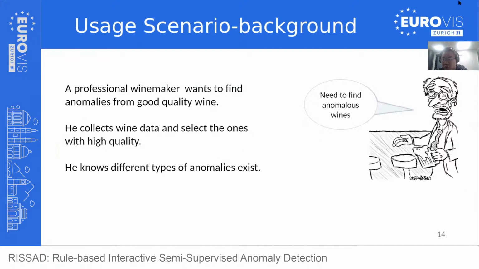Next, we will demonstrate with a usage scenario. Imagine a professional winemaker wants to find wines with anomalous characteristics. He knows there are different types of anomalies, given the diversity in wines, but is not sure exactly how many. He has already collected the wine data and selected the ones with high quality, and wants to summarize the patterns of anomalies in descriptive rules. In this case, our prototype offers help to him. Next, I will go over it step by step.